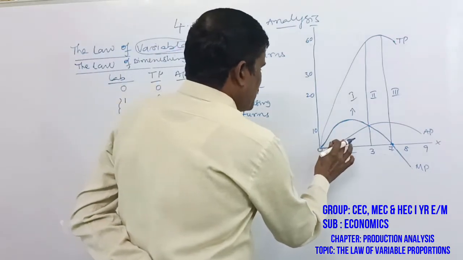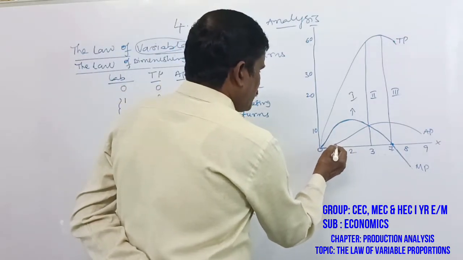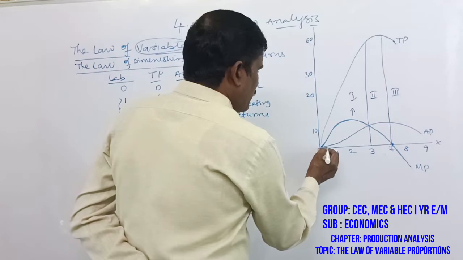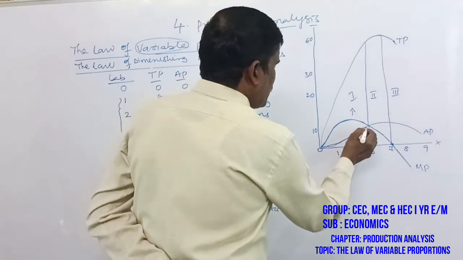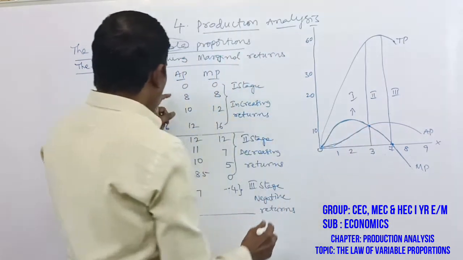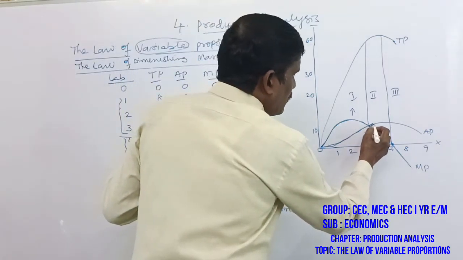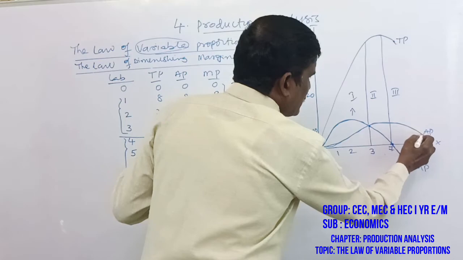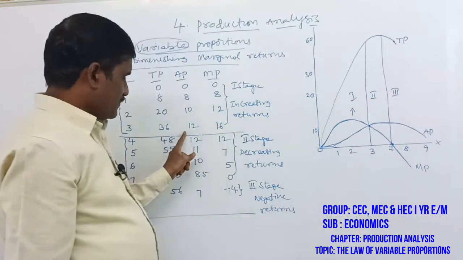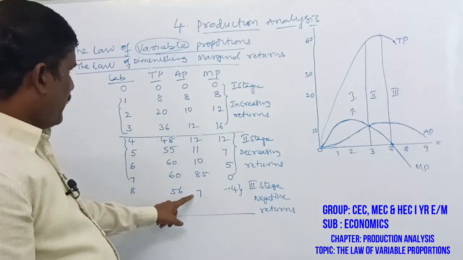Then AP also starts from 0. It also increases up to the first stage. Then after that it decreases to a minimum level. Okay, so this is our AP.